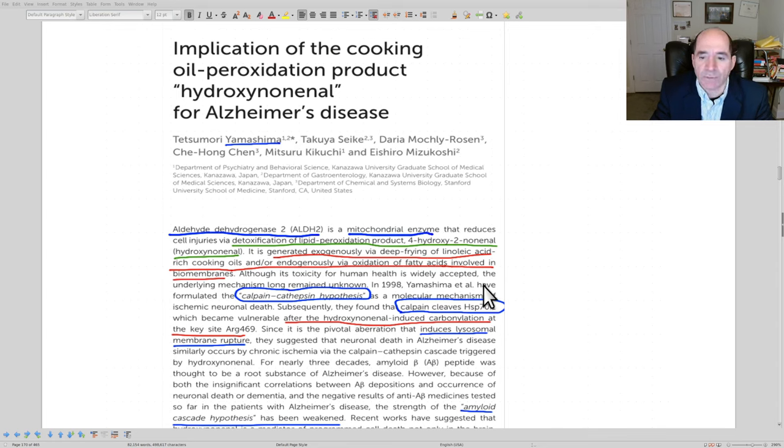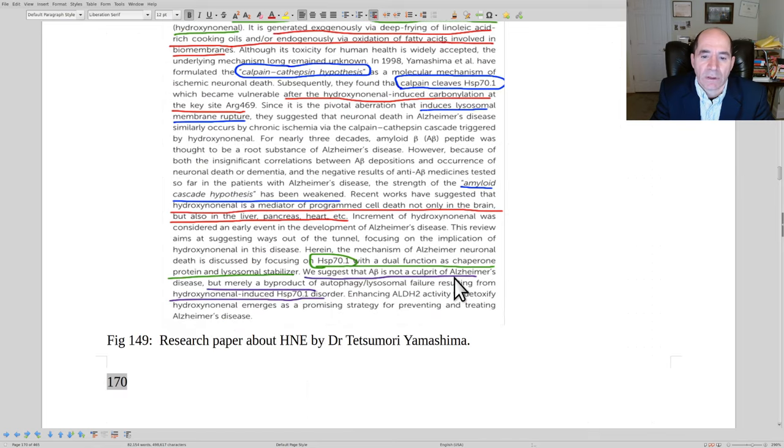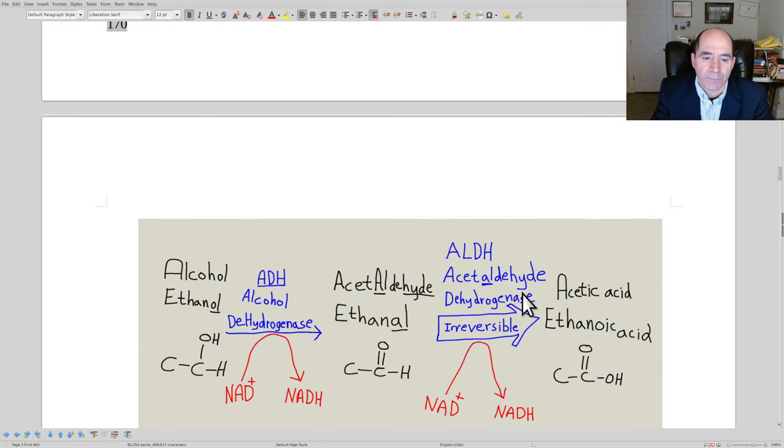Okay, and the reason it's relevant to Alzheimer's disease is it can destroy neurons in the hippocampus, causing memory problems. It can destroy neurons in the arcuate nucleus of the hypothalamus, the hunger center, if you will, causing difficulty in regulating one's appetite. It can cause destruction of pancreatic beta cells and thus decrease the ability of the body to produce insulin. So it's a big deal.